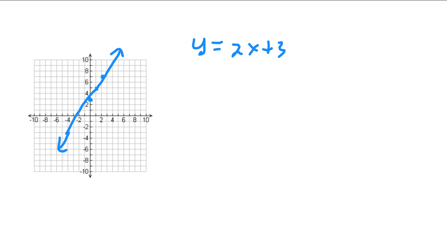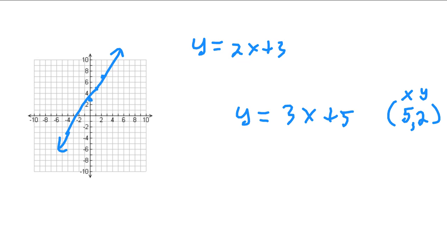Then another part of this week is they'll give you a function. Let's say they give you y is equal to 3x plus 5, and then they'll ask you, is this point 5 comma 2 a solution to the equation? Well, this is my x value, this is my y value. So if I plug that in there, I put 2 in for y is equal to 3 times 5 plus 5, so that's 15 plus 5, that's 20. 2 does not equal 20, so this point is not a solution.